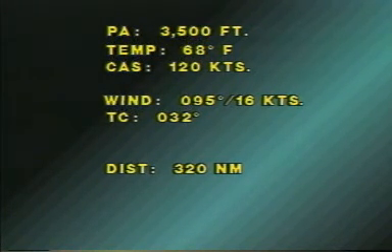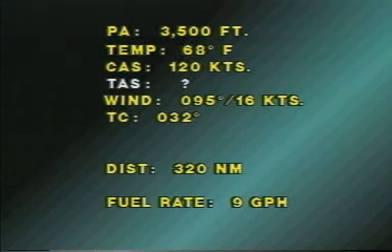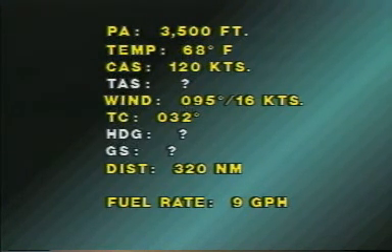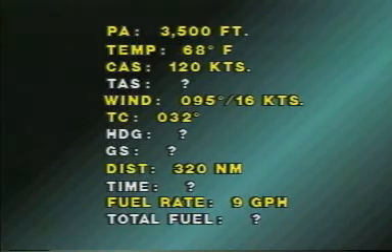For fuel planning purposes, your airplane uses 9 gallons of fuel per hour. What you need to determine is the true airspeed, which will then allow you to find your heading and ground speed. Once ground speed is determined, you'll be able to calculate the time and route to your destination and the amount of fuel needed for the trip.